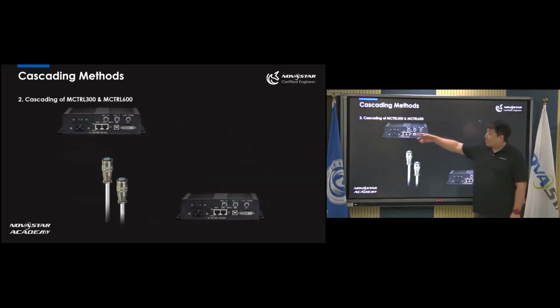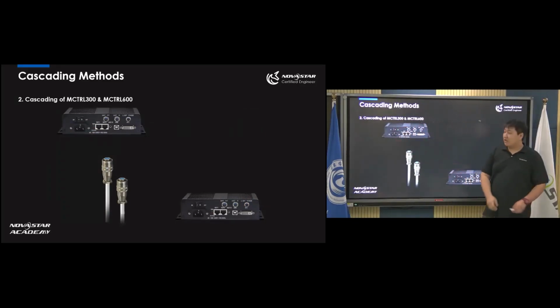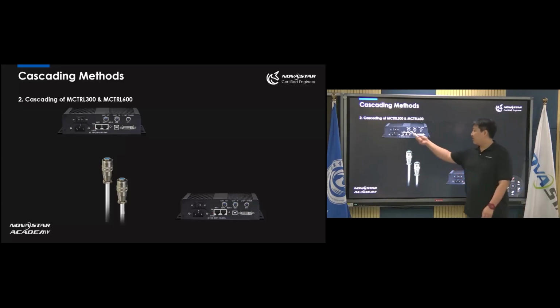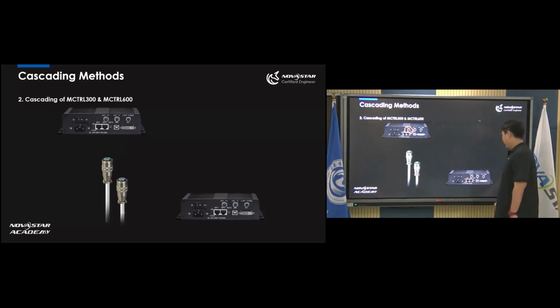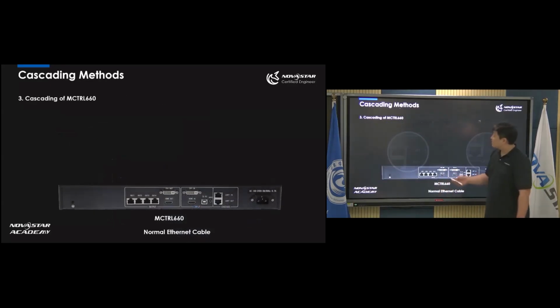Okay, the next is the cascading of the N control 300 and 600. We integrated the 5-pin connector into the small round connectors, and we changed the cable as well. So it's really easy for us to find it in the box. Still the same, we have to connect the UART out directly to the second device's UART in. That's really a classic device.